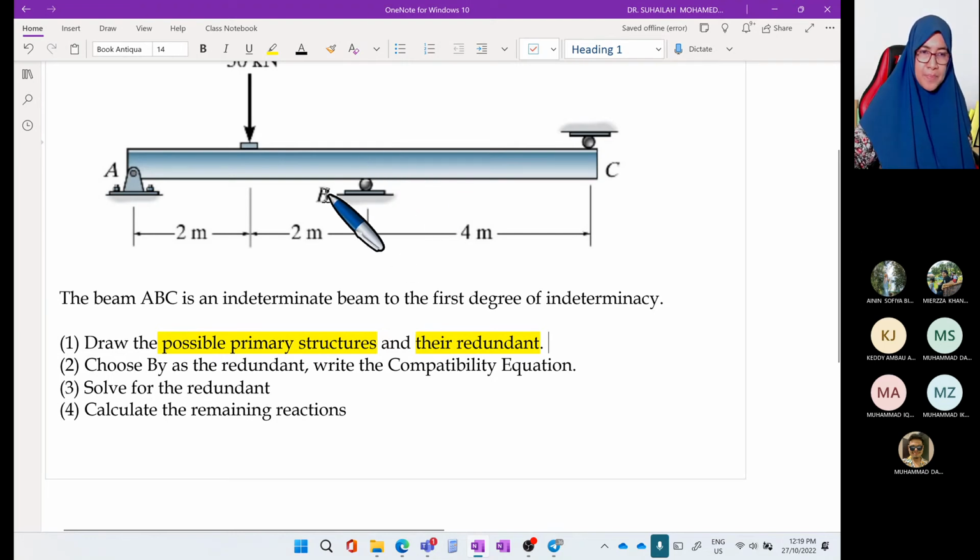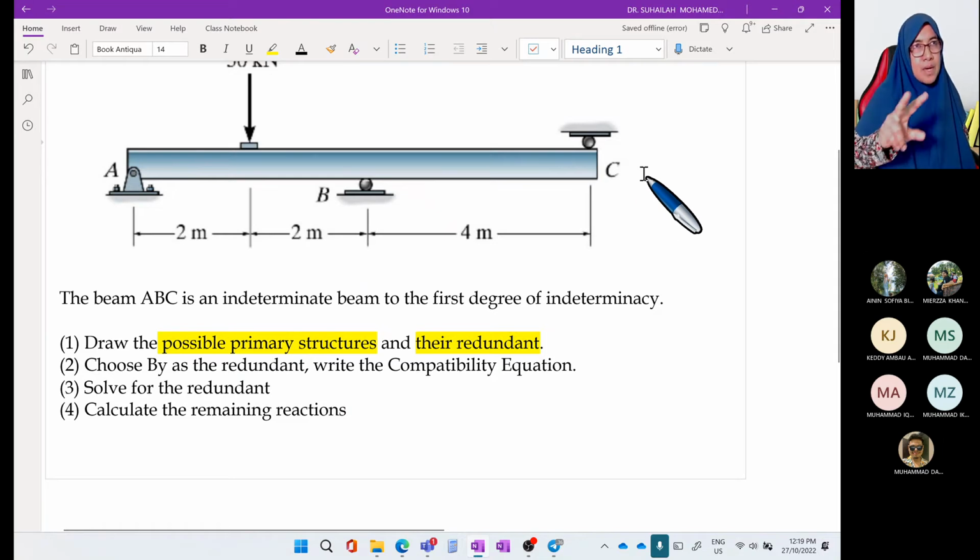Either we remove BY and it becomes a simply supported beam. We remain with one pin at A and one roller at C. So we get primary structure number one. And we can also remove C as the redundant. After removing C, we remain fixed at A with a roller at B. That will be the other primary beam, with a unit value of CY located in the redundant beam. I want you to sketch that one.